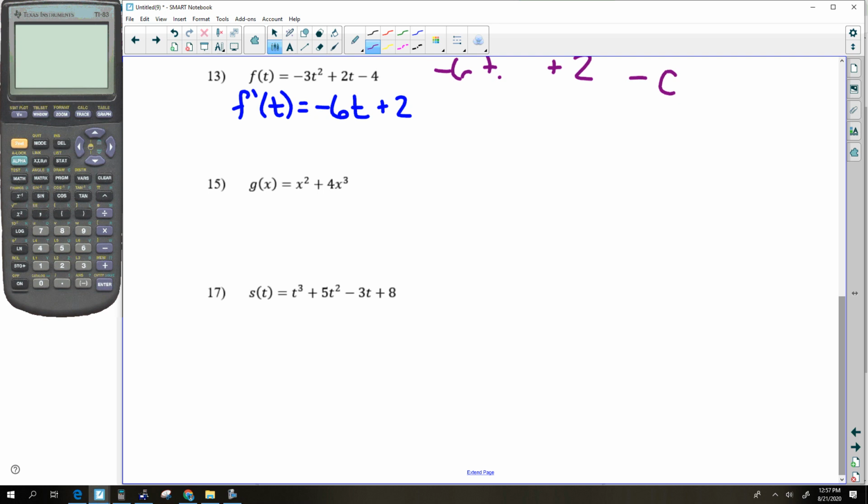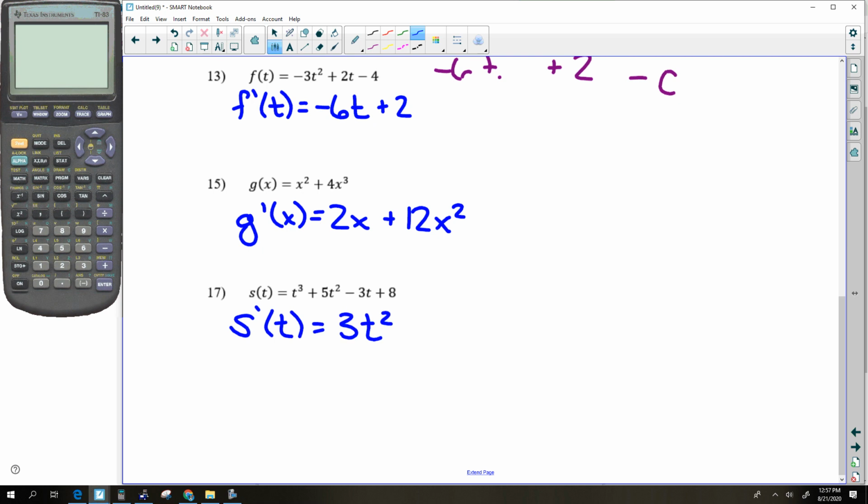All right, number 15, the derivative is 2 drops down, goes to 1. 3 drops down and goes to a 2. Here we go. 3 drops down, it turns into a 2. 2 drops down and turns into a 1. The 1 drops down and the t goes away, and 8 is now a 0.